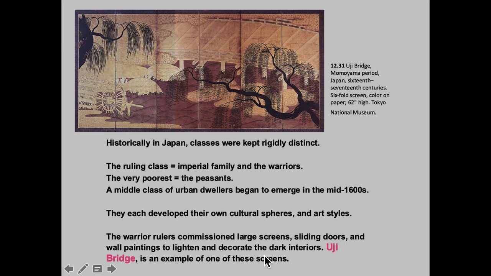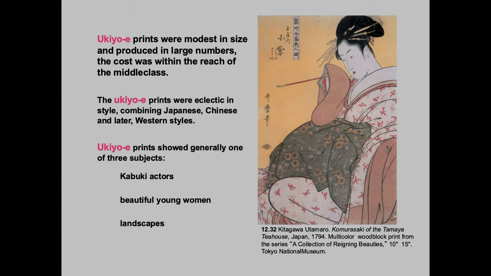So the warrior rulers commissioned large screens, sliding doors, and wall paintings to lighten and decorate their dark interiors. Uji Bridge is an example of these screens. These prints were modest and produced in large numbers. You could think of these as sort of our modern day poster. And these ukiyo-e prints were eclectic in style, combining Japanese, Chinese, and later Western styles. And they were kabuki actors, beautiful young women, and landscapes.